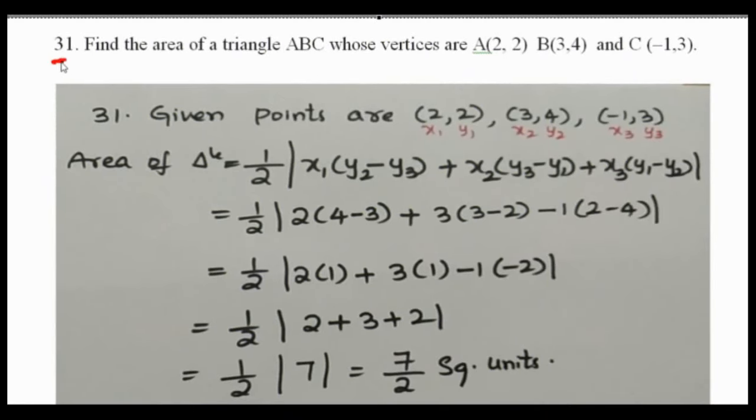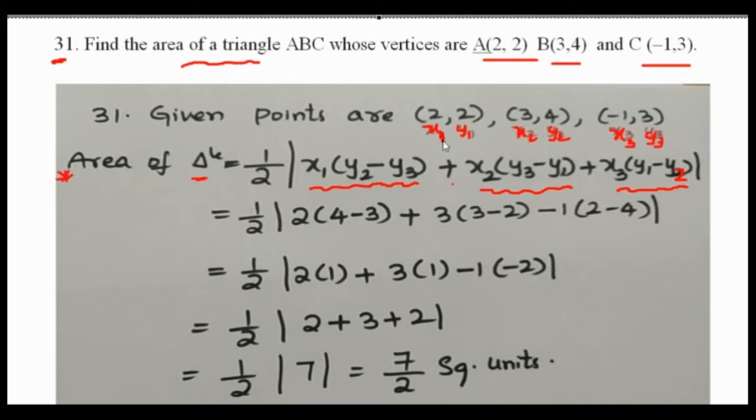Moving on to the 31st question, find the area of a triangle ABC whose vertices are A(2, 2), B(3, 4) and C(-1, 3). We know the area of a triangle formula: 1/2 [x1(y2 - y3) + x2(y3 - y1) + x3(y1 - y2)]. So there are three terms in the area of a triangle formula. We will represent the given points as (x1, y1), (x2, y2) and (x3, y3) and replace them in the formula.